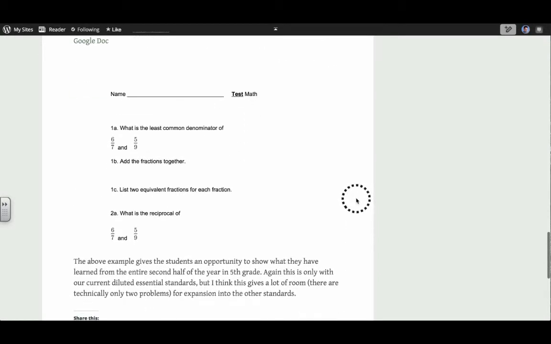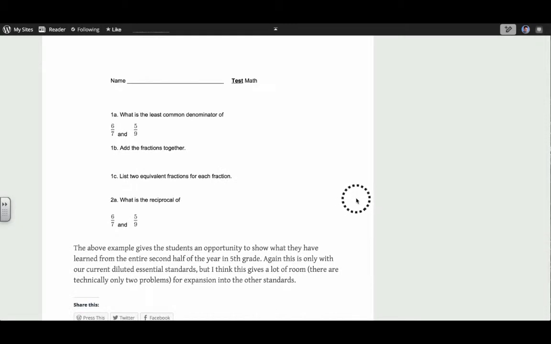For my test, I decided to cut down the amount of tests, the amount of questions, and use questions that can be answered in multiple parts. So here's an example of that.